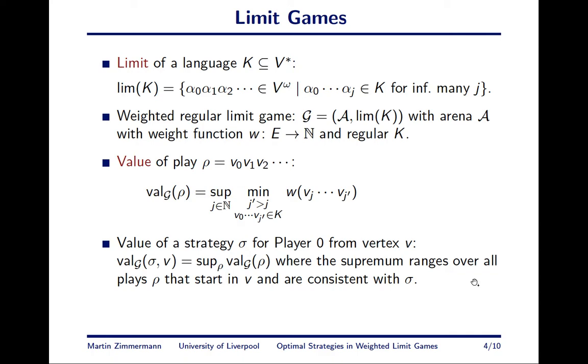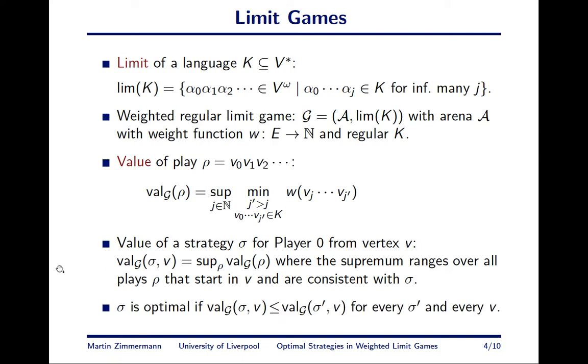So, and now we lift the value of plays to strategies for player 0 from a vertex v by just taking, again, the supremum over all plays that start in that vertex and are consistent with the strategy. So, again, a worst case analysis. What's the worst my opponent can enforce against that strategy?